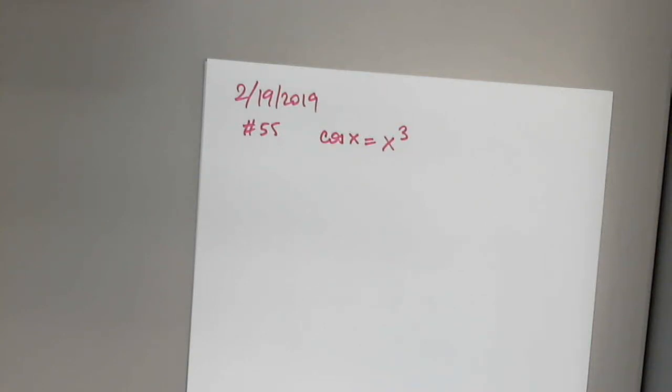So it's 0.865474. This is how we determine it using the graphing calculator.